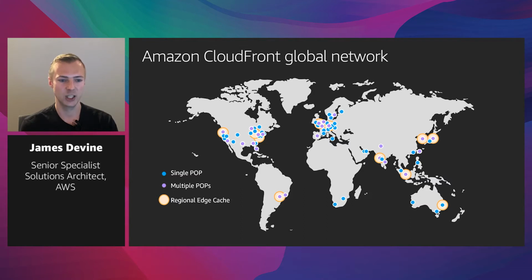You can see we have global coverage throughout our points of presence around the world. So pretty much most places you have a point within the country, at the very least, if not closer, where you can get access to the AWS network and get improved performance for your application.